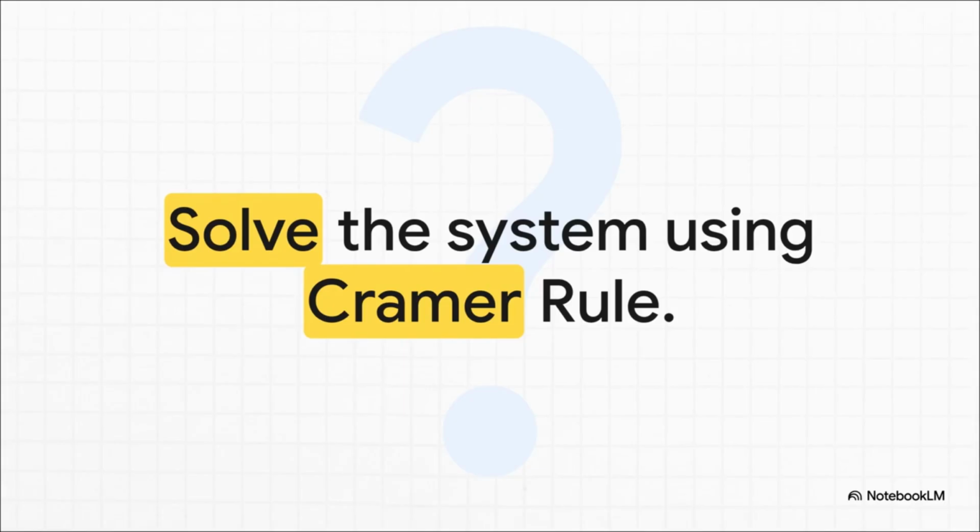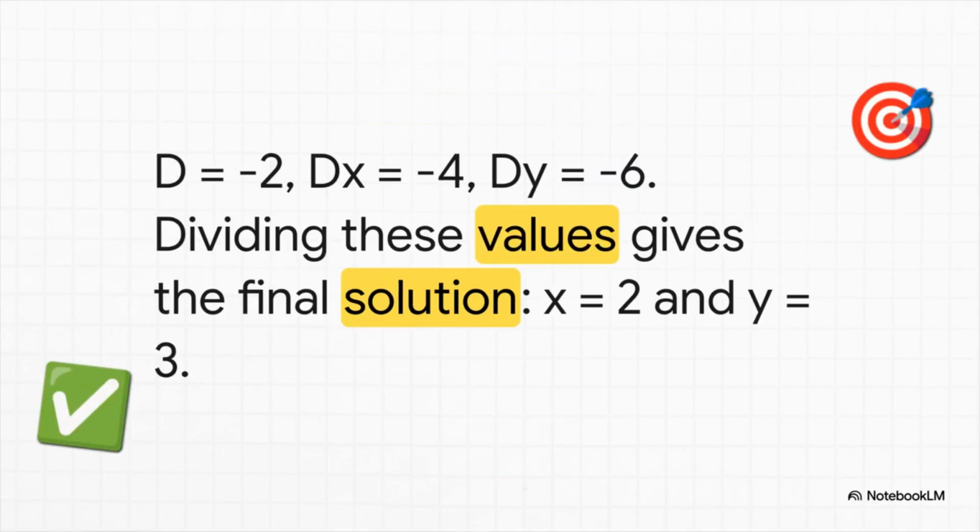Let's lock in Cramer's rule specifically, as it's a huge time saver for exams. Pause here for a moment. First, find the main determinant D of your coefficients. Then, swap your constant column in for the x coefficients to find Dx and for the y coefficients to find Dy. Welcome back.